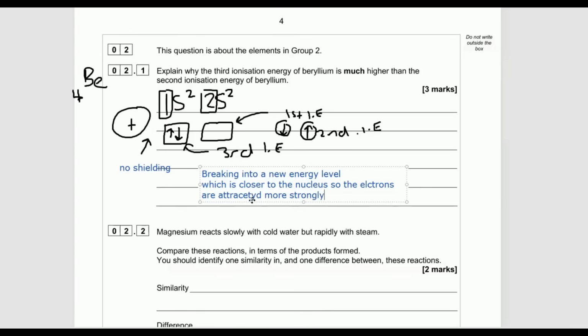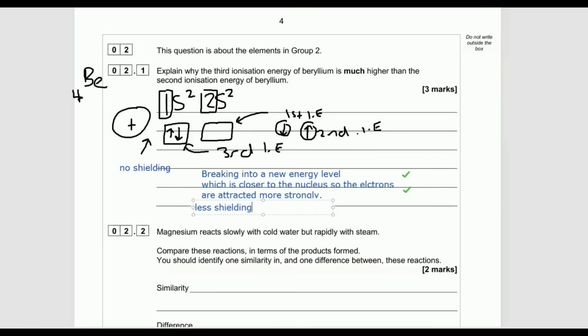Whatever. We've expressed that, even though I can't spell or type. Attracted. There we go. Okay, so that's like 2 marks. We're breaking into a new energy level. It's closer to the nucleus, more strongly attracted. The other thing I want to cover is, I want to say, well, there's less shielding.